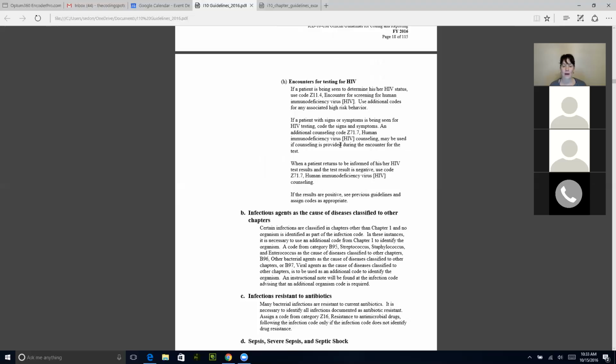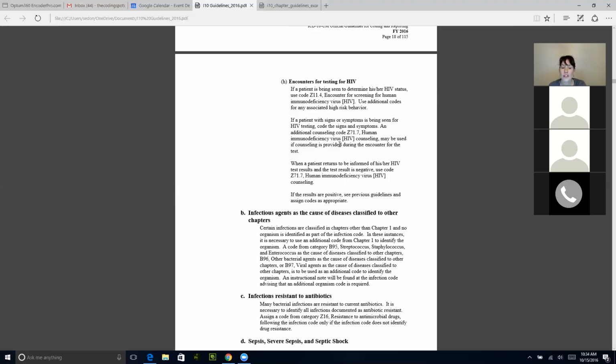Okay, and now our last HIV-related coding guideline, encounters for testing for HIV. If a patient is being seen to determine his or her HIV status, use code Z11.4, encounter for screening for human immunodeficiency virus. Use additional codes for any associated high-risk behavior. If a patient with signs or symptoms is being seen for HIV testing, code the signs and symptoms. An additional counseling code, Z71.7, HIV counseling, may be used if counseling is provided during that encounter.